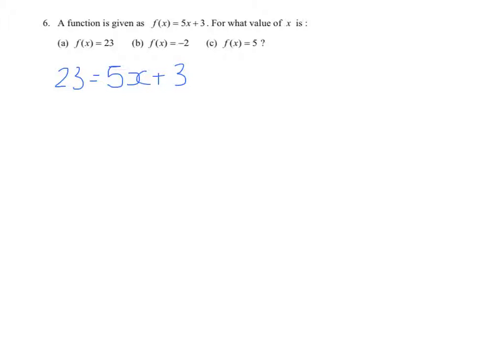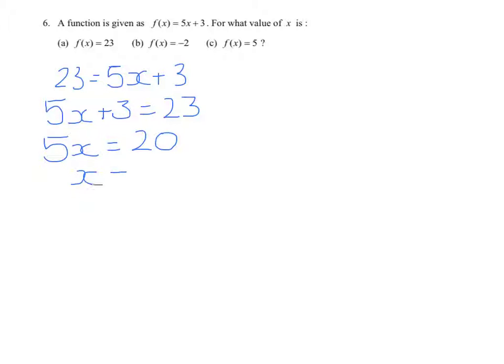Now I can solve it like an equation. I'm going to choose to write it the other way round. So instead of 23 equals 5x plus 3, I'm writing 5x plus 3 equals 23. Now I'm going to subtract 3 from both sides of the equation. Leaves me with 5x on this side equal to 20. Now I'm going to divide both sides of the equation by 5 and I have solved it for x equals 4.